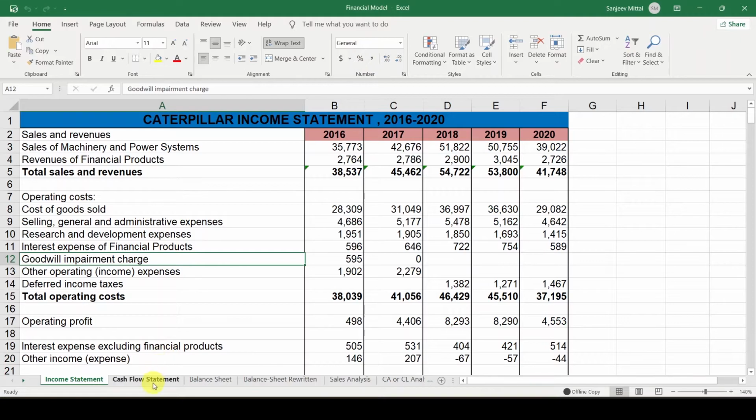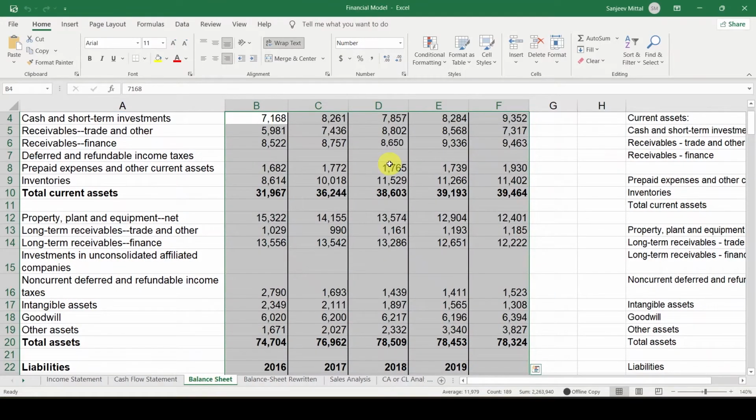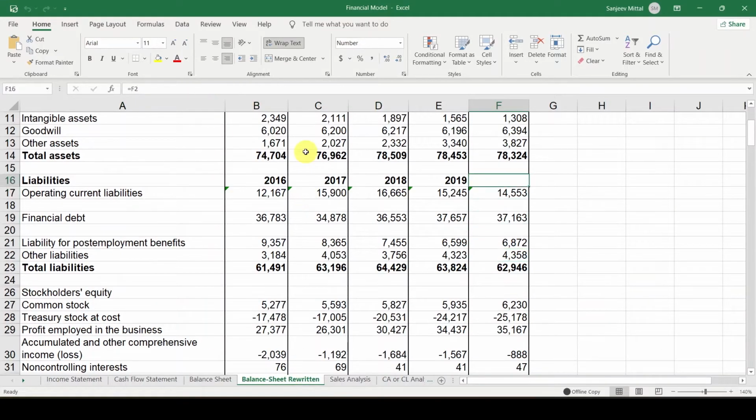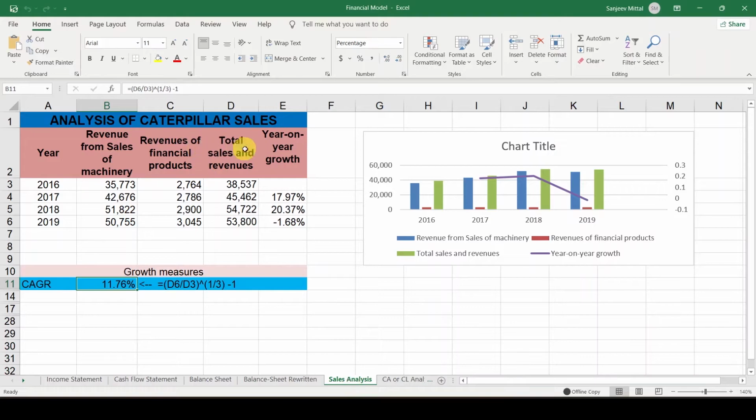And similarly, we shall prepare our cash flow statement, which is historical details. And along with that, we shall prepare our balance sheet based upon historical details. And finally, we shall rewrite our balance sheet for our analysis purpose because we would need some rewritten items. After that, we shall go and analyze the sales for our company Caterpillar Incorporation.